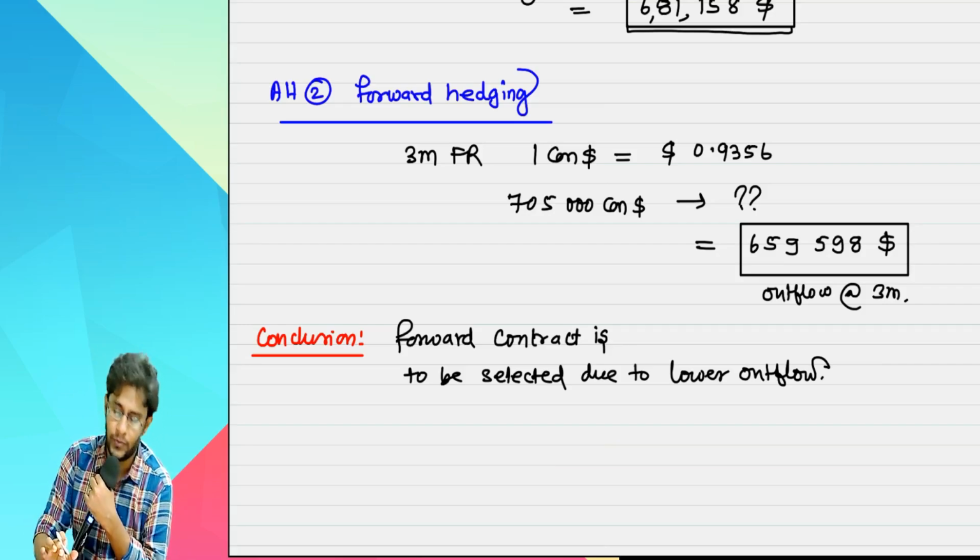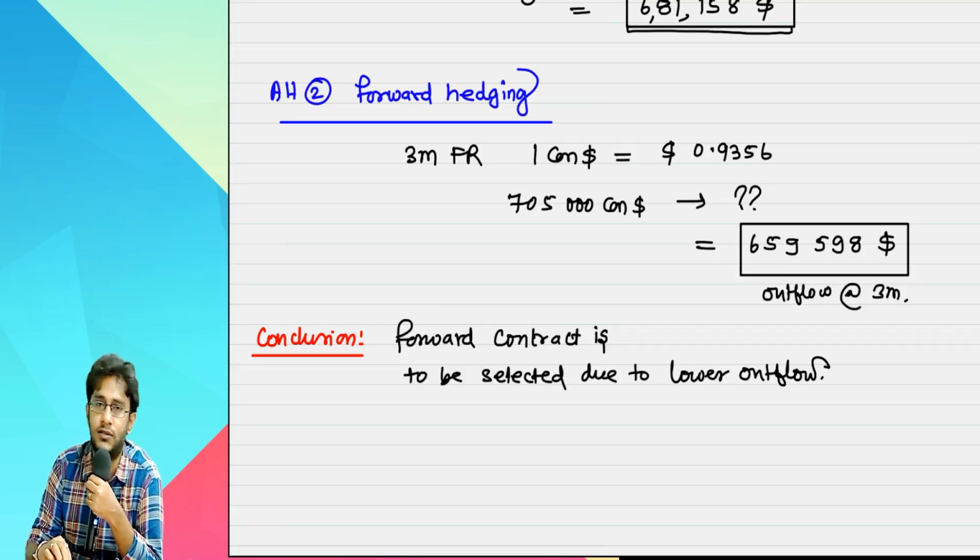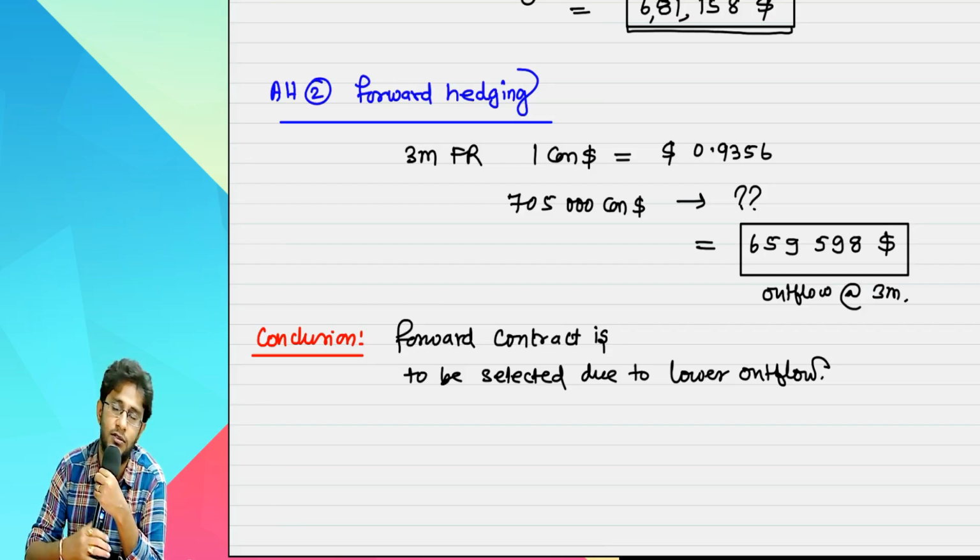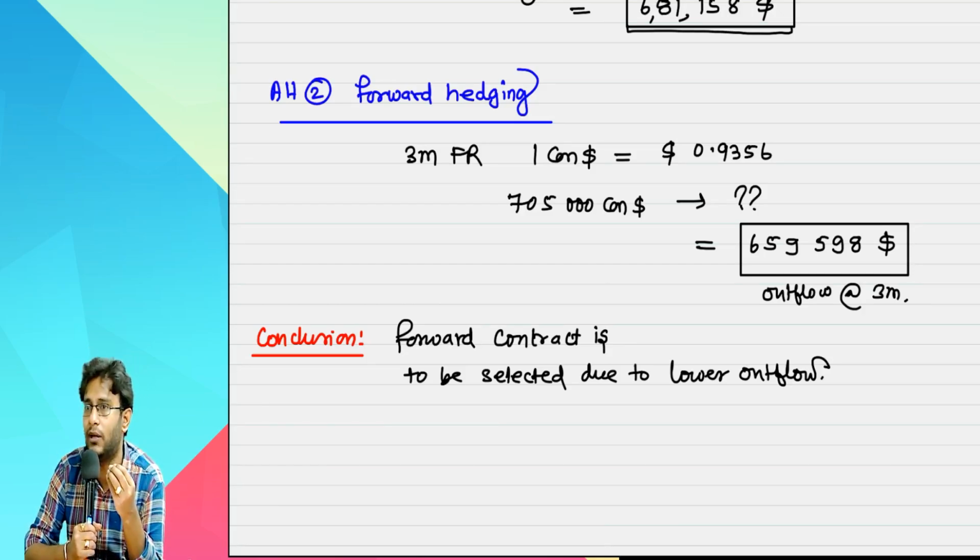Okay, sir, this is done. Okay. Sir, in this sum, what is difficult? Difficult in the sense where we can make a mistake in this.